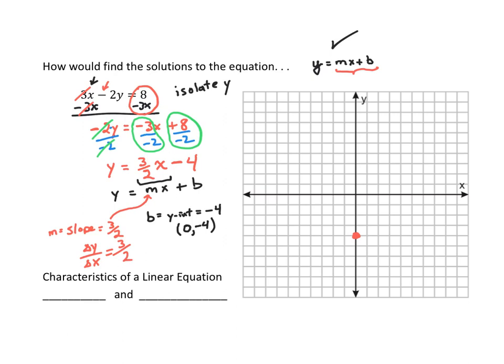Now, positive slopes go up, right? +3 would be up 3, 1, 2, 3. +2 in the x direction, over 2. Notice it's 3/2, so we go up 3, over 2. Interesting. Okay, and we keep doing that. Up 3, over 2. Up 3, over 2. I'm out of room. I could keep going forever, but my graph is not that big.